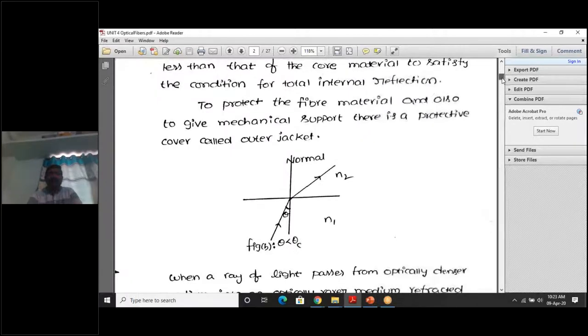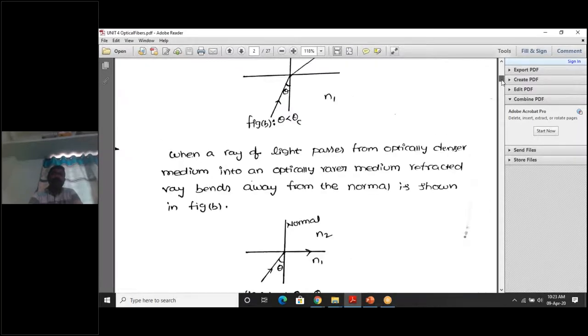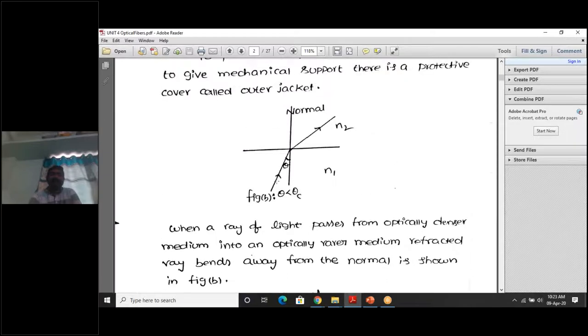What is the next case? I continue increasing the angle of incidence. When compared to the first case, in the second case I increase the angle of incidence, from this angle to this angle. Now what happens? The angle of refraction also increases. If this is the angle of incidence, this is the angle of refraction. If I continue to increase the angle of incidence, the angle of refraction also increases.